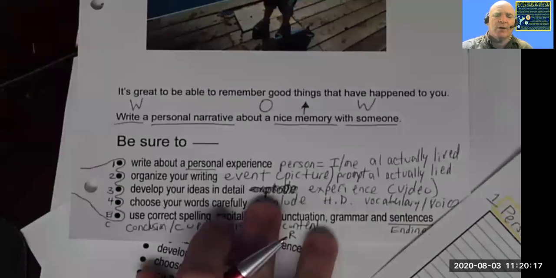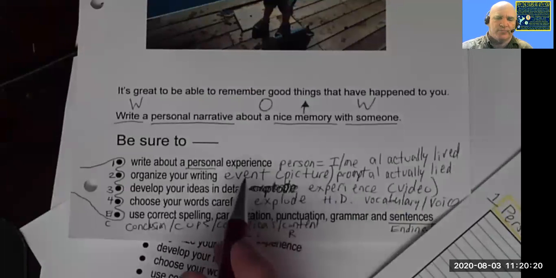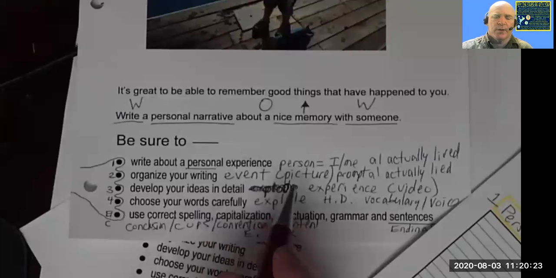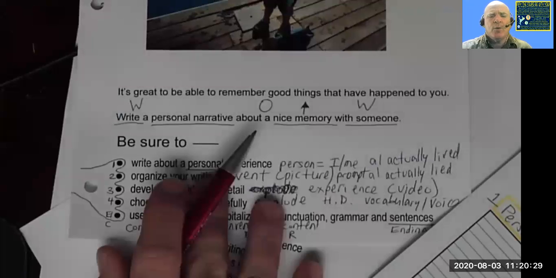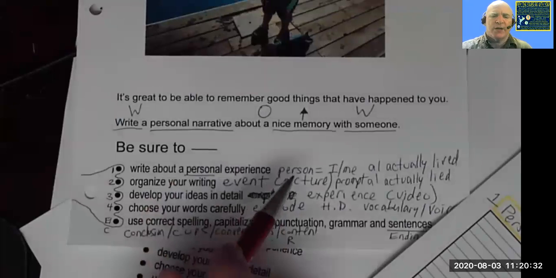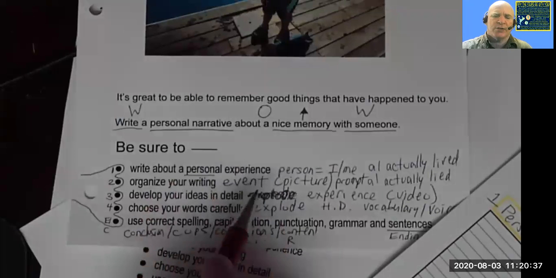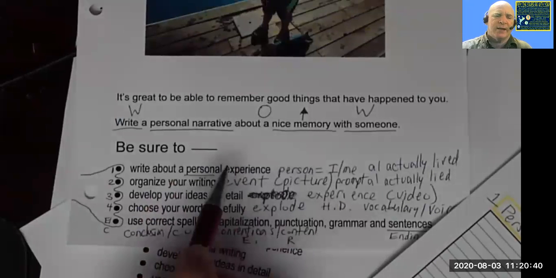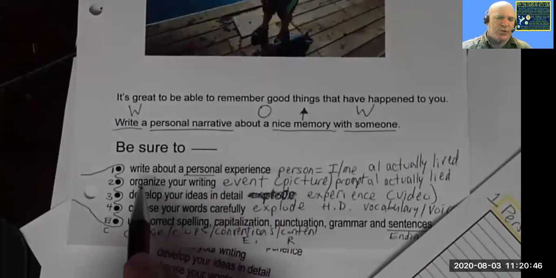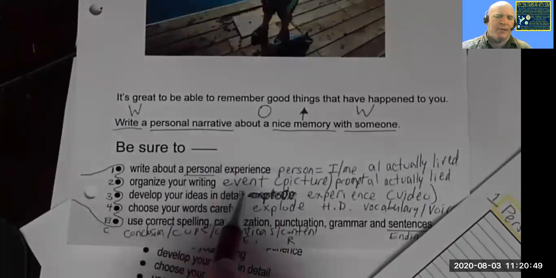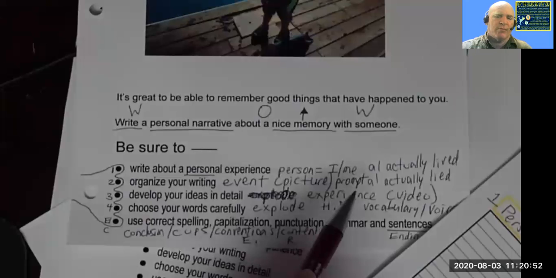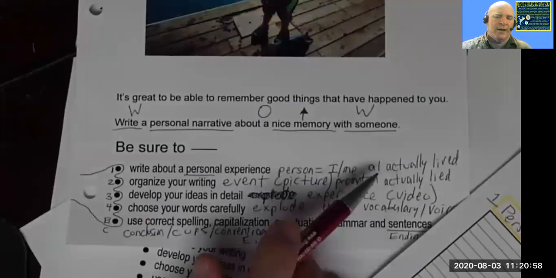The second bullet says, organize your writing. What are they saying there? Well, they want you to have an event, the picture. And so if your student says, "Last week my friend and I went to the swimming pool downtown so that we could cool off for a few hours in the pool." Well, that's basically heading toward what we call a 1-2 paper, because for a personal experience, the organization needs to be something that happened.